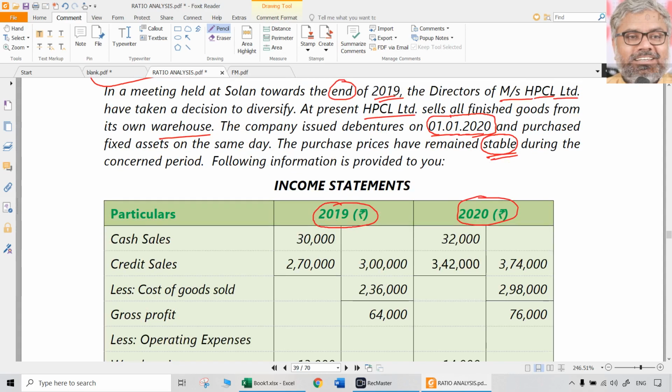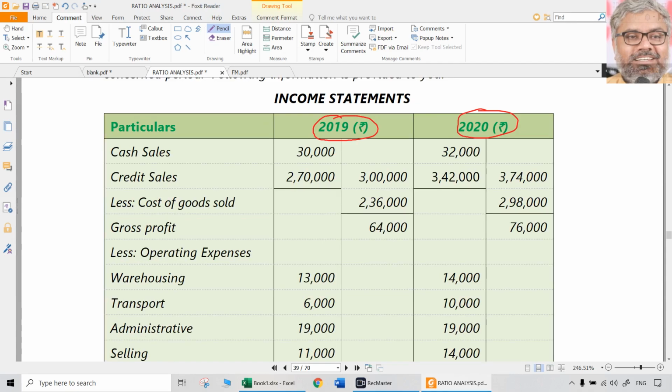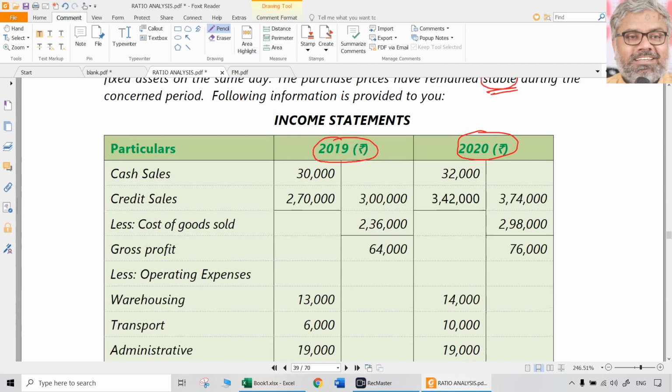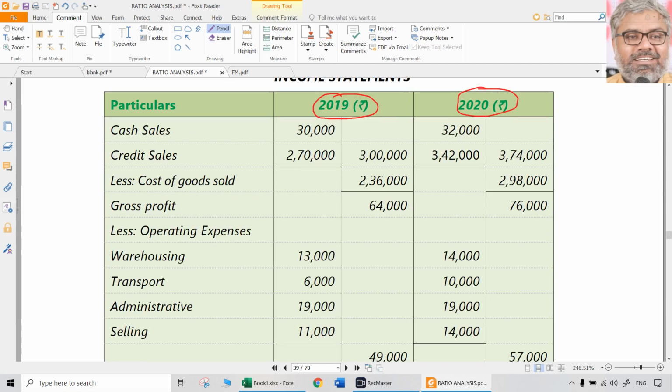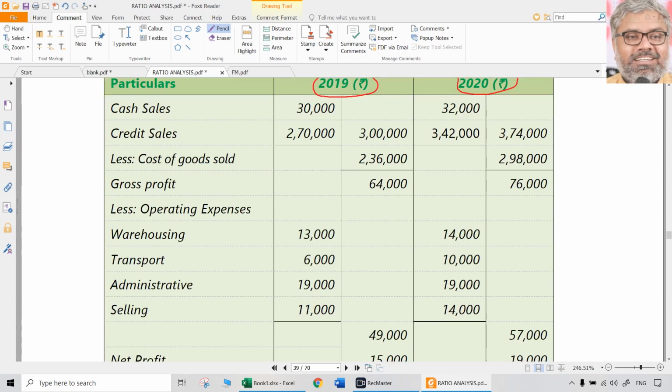Then from 1/1/2020, they issued some new debentures and fixed assets were also purchased on the same day. So when the years themselves are given as 2019 and 2020, first thing first, we have to identify very clearly and immediately that the financial year is the calendar year. It is not April to March, it is January to December. That is the first point.